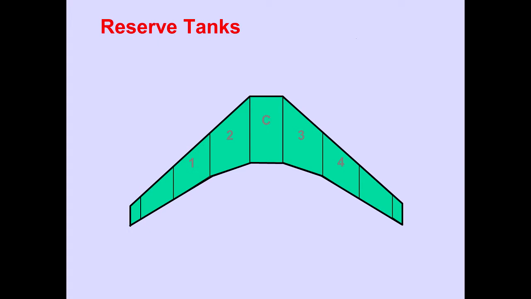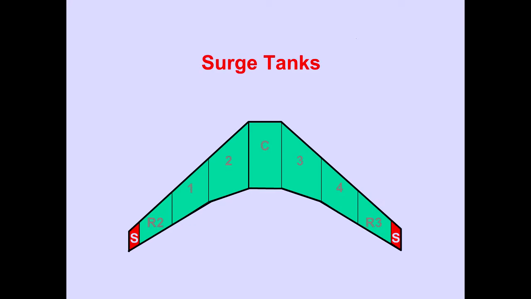2 reserve tanks, designated Reserve Number 2 and Reserve Number 3, are located in the outboard section of each wing. Each reserve tank holds approximately 4,000 kilograms. Surge tanks are located in the outer portion of each wing.